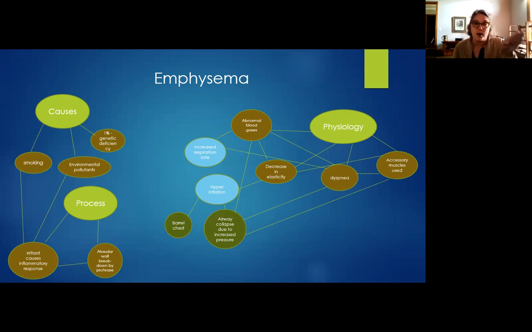So component number 1, emphysema. As we heard in the video, emphysema is primarily caused by smoking. Environmental pollutants can play a part. There's about 1% of the cases in the United States which are caused by a genetic defect. But emphysema develops because the irritant, basically smoke, causes inflammatory responses in those alveolar sacs, those bunchy, spongy ends at the end of our little bronchial tubules.